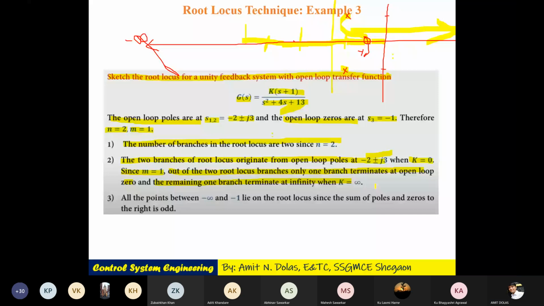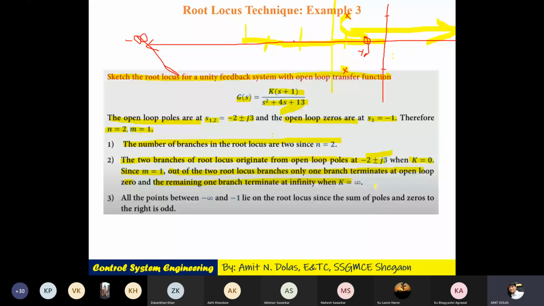Then you know how to calculate the roots of this. So there will be roots from this equation. If we put the dK by ds equation equal to 0, then we get the roots at minus 4.16 and minus 2.16.